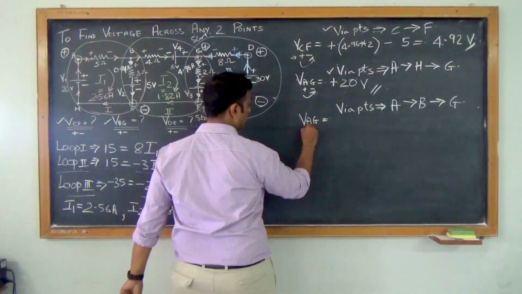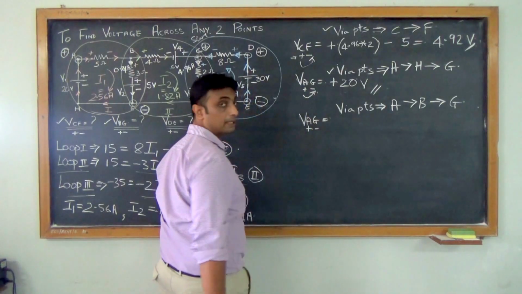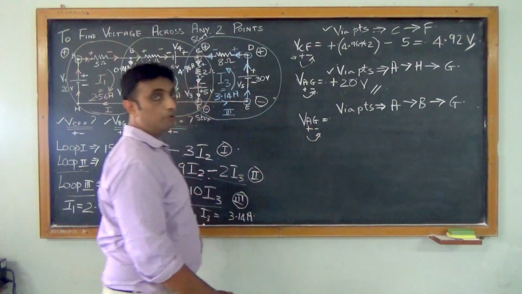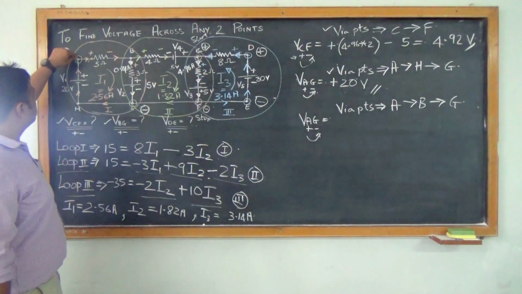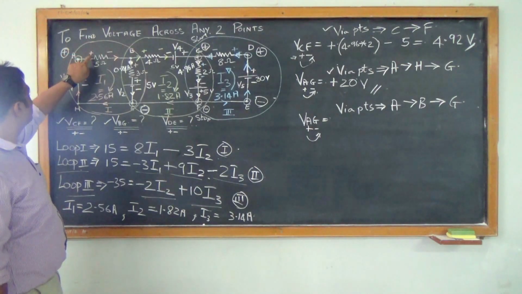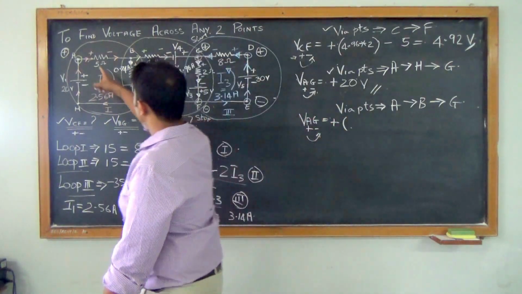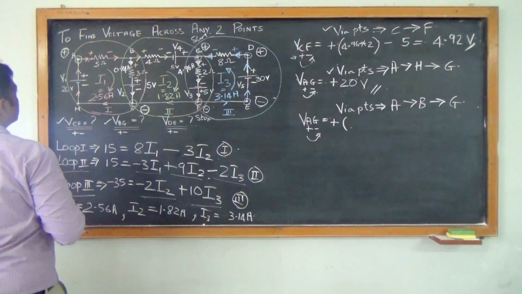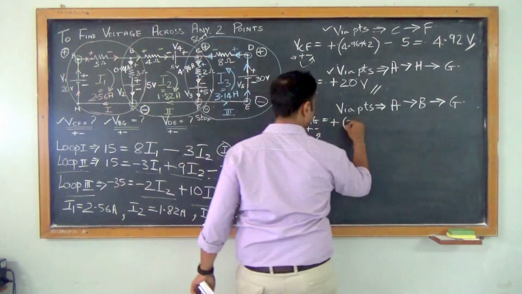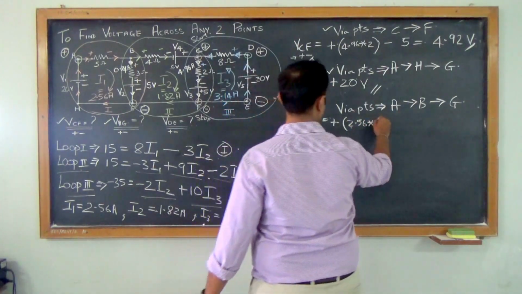Now again, the positive terminal of the multimeter is connected to A, and the negative terminal of the multimeter is connected to G. Again it moves from A to G. So A is positive. The first terminal it comes in contact with is positive. Positive into positive, positive. What is the voltage in this? It will be I1 into 5. I1 is 2.56 into 5.